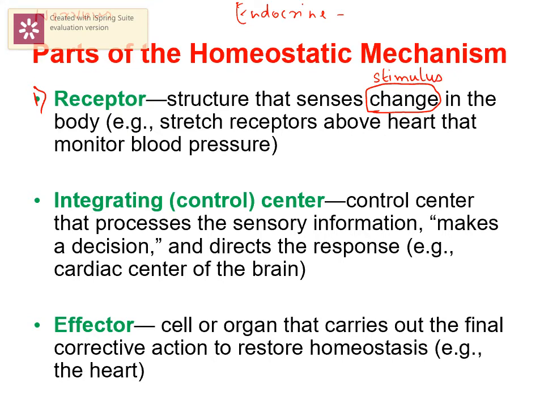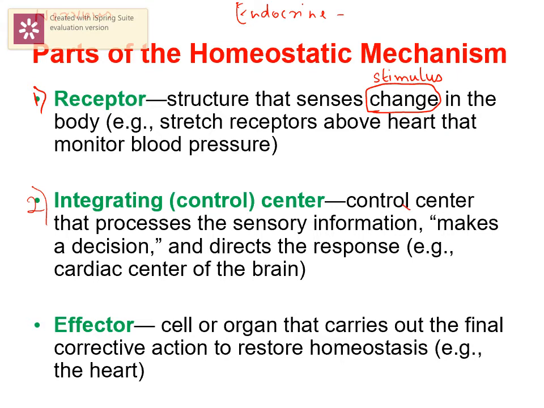Now the receptor sends a message to the integrating center, also known as the control center. Now the control center is the region that makes a decision and directs a response. Okay, so there's a set point in the control center. And if that set point gets altered, the control center sends out a response telling the body to make sure homeostasis is maintained.